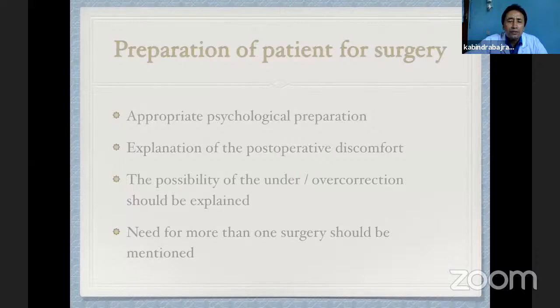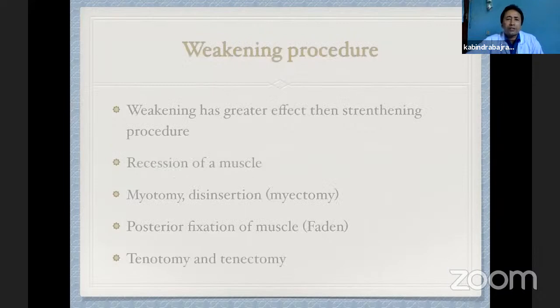Preparation of the patient for surgery: appropriate psychological preparation, explanation of post-operative discomfort, and the possibility of under- and overcorrection should be explained, as I have shown in the previous picture that there can be a need for a second surgery. In surgery, there are two procedures: one is weakening and one is strengthening. So what are the weakening procedures? We have to know that a weakening procedure has a greater effect than a strengthening procedure.